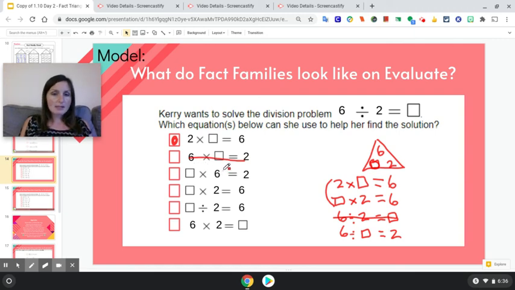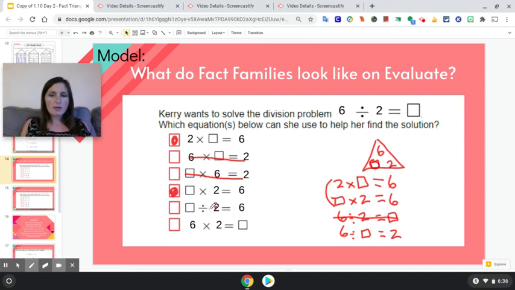Blank times 6 equals 2. I'm not multiplying by 6. Again, I'm dividing. 6 is my big number, so I'm not multiplying by that. That's not going to be a correct answer. What's next? Blank times 2 equals 6. Ooh, that's right here. Blank times 2 equals 6. Good, so that's going to be one of my answers.